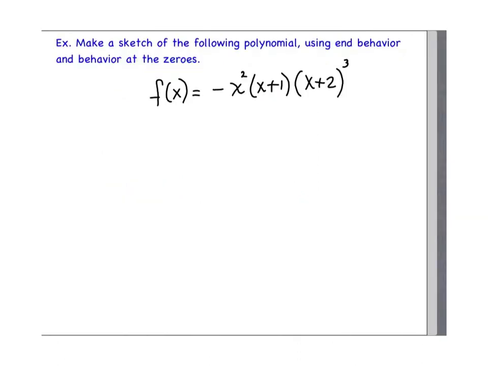So in your composition notebook, write this one down. Using the example that you saw on the previous screen, I want you to make a sketch of this polynomial for class, and we will be checking it in class. Please take the time to do this. Don't just watch a video and then check it off, but actually do the problems. It will really help you when you get to class.